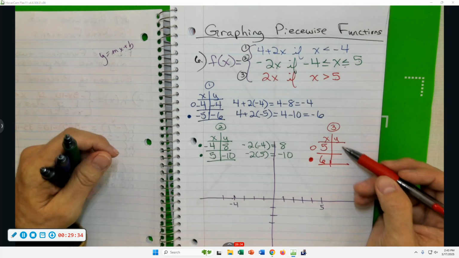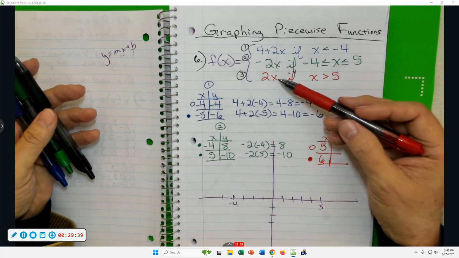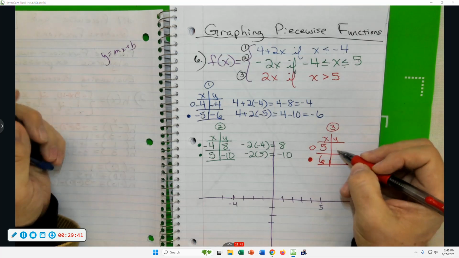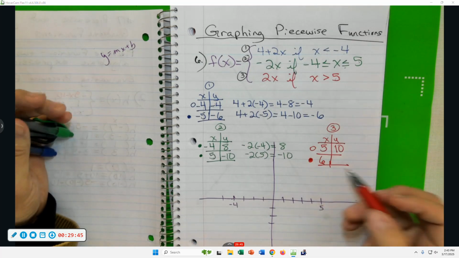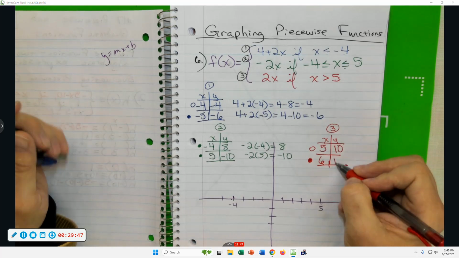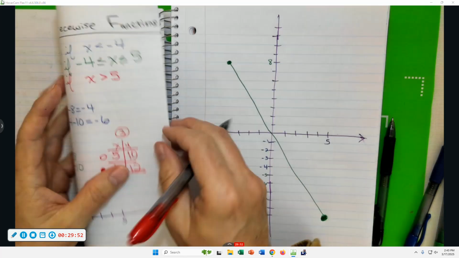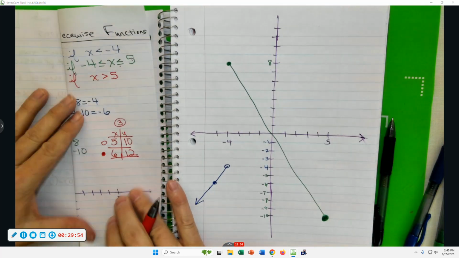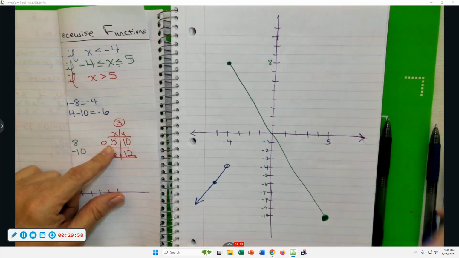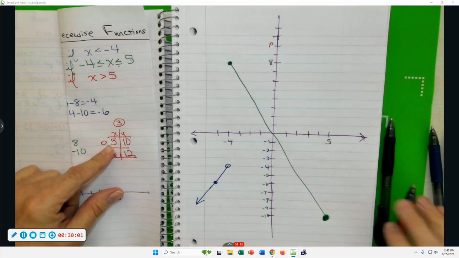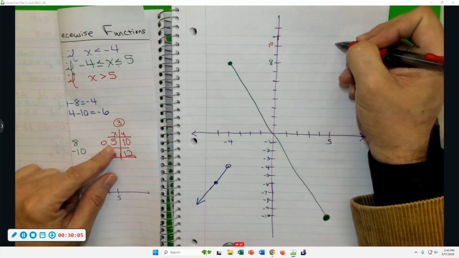What are these y values here? When you plug in 5 into the red piece, what am I going to get? 10. 2 times 5 is 10. When I plug in 6, what am I going to get? 12. So, we come over here, we're plotting the point 5, 10, right 5 up 10, there. So right 5 up 10, we have an open circle.